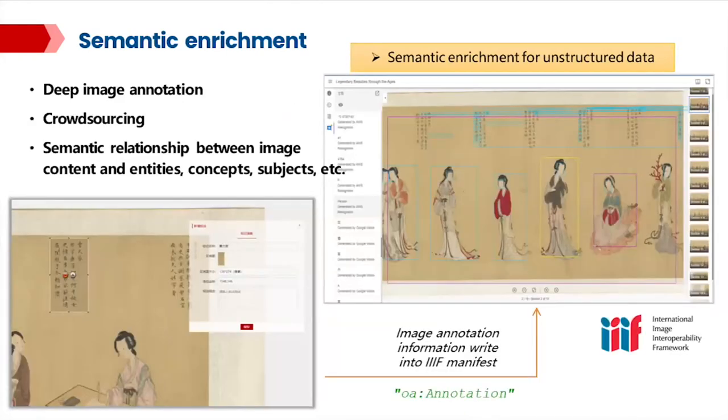For the enrichment of digital images, machine learning technology such as object detection, crowdsourcing, and deep semantic annotation was used to annotate the image content and label them semi-automatically. Semantic enrichment is increasingly used in recent years, directly applied to the enhancement of GLAMs data.